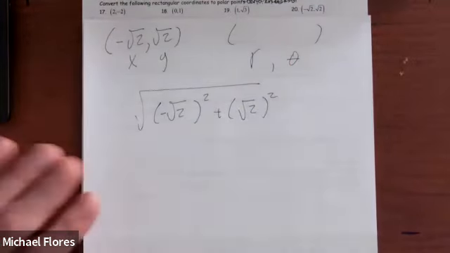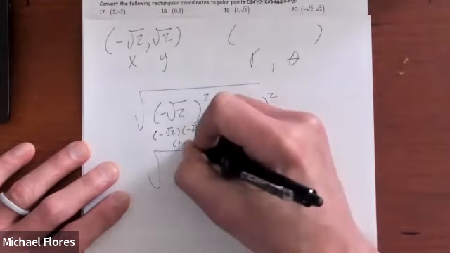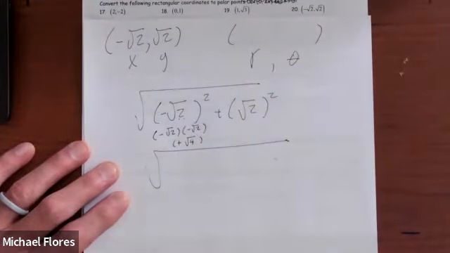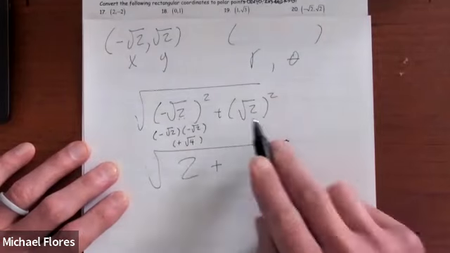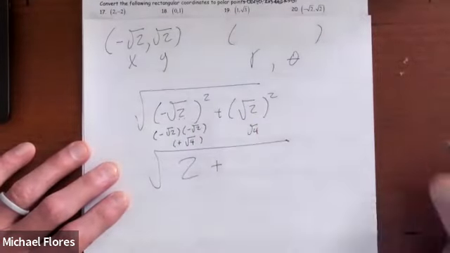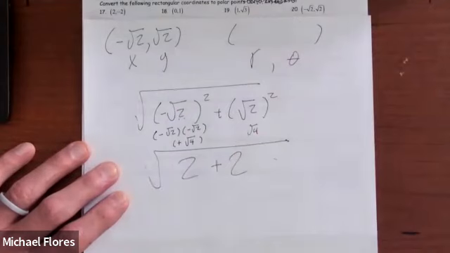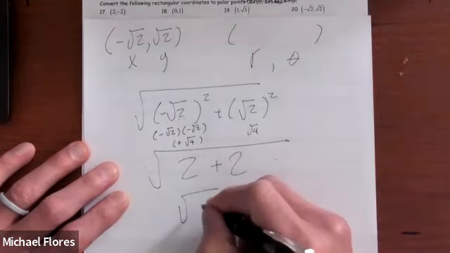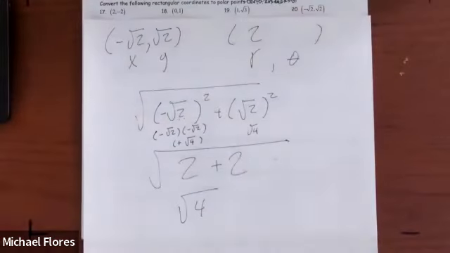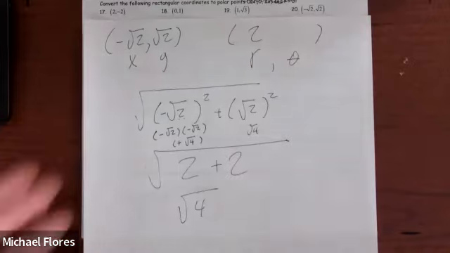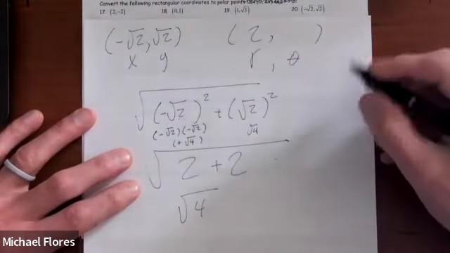Well, I think we're all aware of the fact that a negative times a negative is a positive. The square root of 2 times the square root of 2 is the square root of 4. And the square root of 4 is 2. Good. Plus square root of 2 times square root of 2 is the square root of 4, and the square root of 4 is 2. So therefore, this simplifies to the square root of 4, and the square root of 4 is 2, comma. Now let's go find our angle.